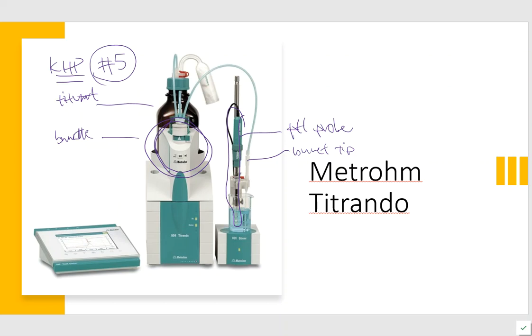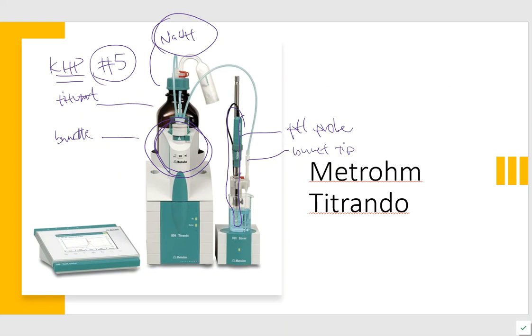Now keep in mind, the NaOH that will be back here in the instrument will be different than yours. We have made this ourselves. We have put this solution into the back end of it. So this will not match your NaOH. So you need to kind of keep this separate. This is just getting you familiar with the instrument. That's all that we're doing here.